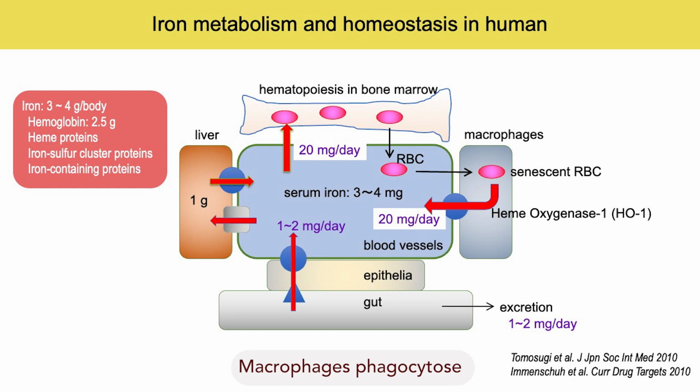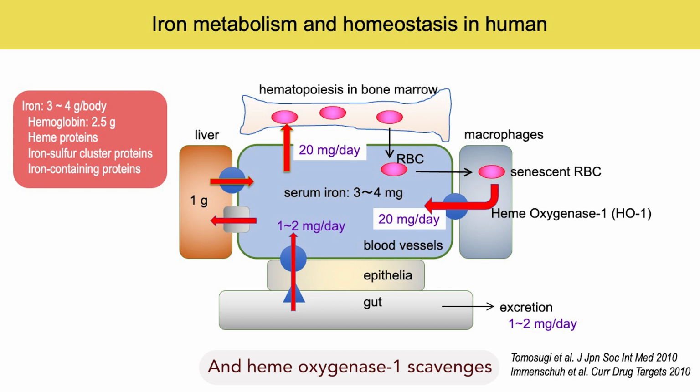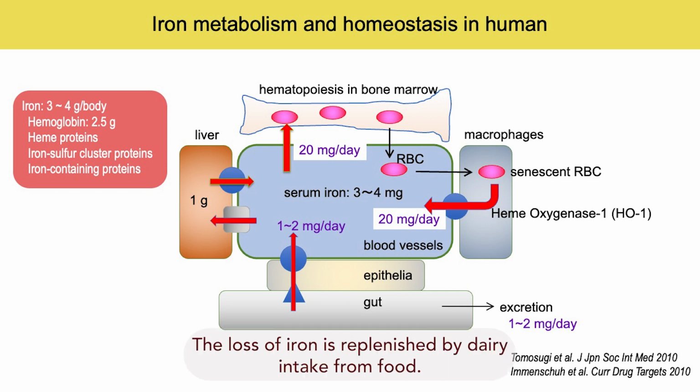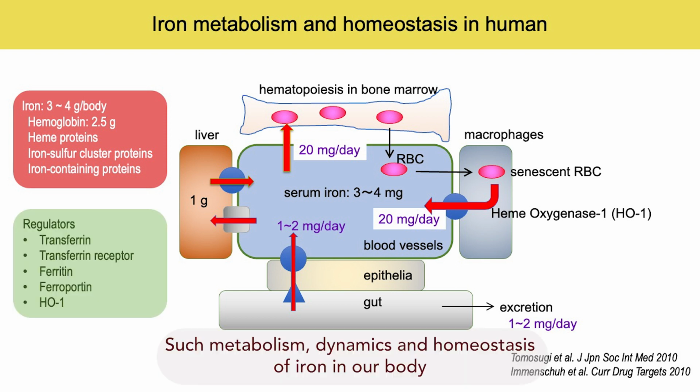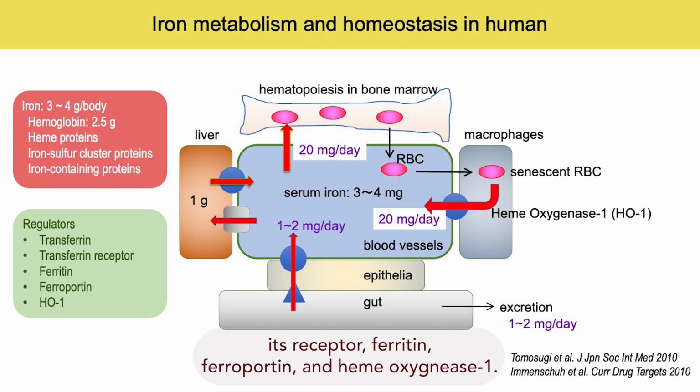Macrophages phagocytose senescent red blood cells, breaking down hemoglobin, and heme oxygenase 1 scavenges iron from heme, releasing iron into the blood. Of course, our body loses iron via dying cells in the gut or as scurf of the skin. The loss of iron is replenished by daily intake from food. Such metabolism, dynamics, and homeostasis of iron in our body is regulated by many protein regulators, such as transferrin, its receptor, ferritin, ferroportin, and heme oxygenase 1.